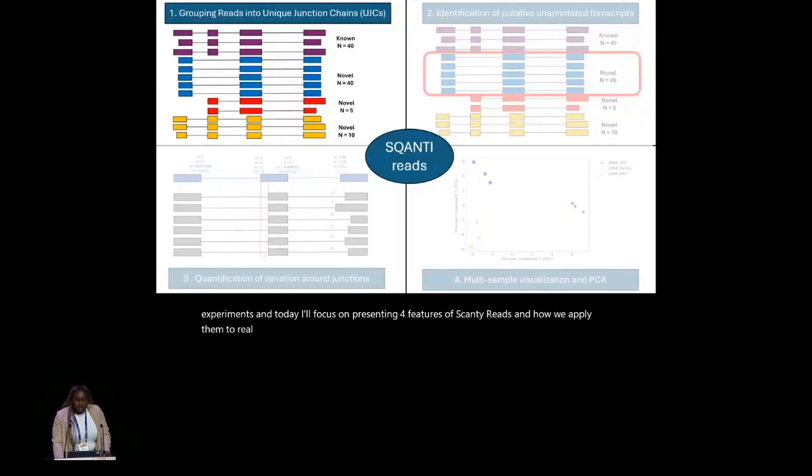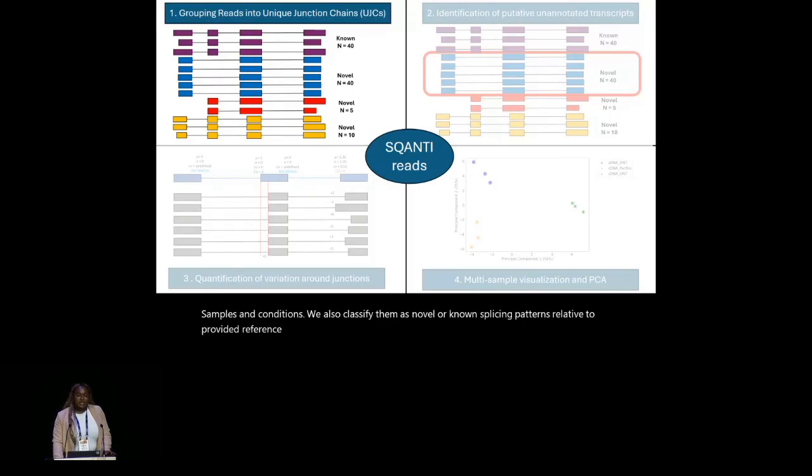Feature 1: SQANTI-reads groups mapped reads based on their internal junction patterns into groups that we call unique junction chains, or UJCs. The number of reads assigned to each UJC is recorded, and these UJCs can be tracked across samples and conditions. We also classify them as novel or known splicing patterns relative to a provided reference transcriptome.